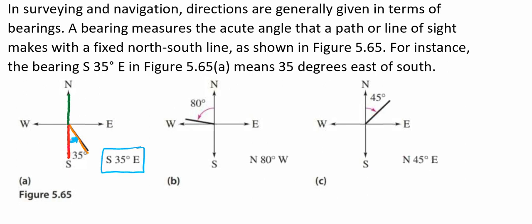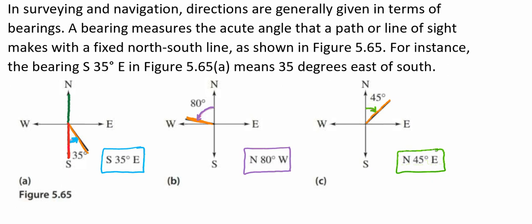In example B, we see that our bearing is 80 degrees west of north. And so we would write that one as north 80 degrees west. In our final example here, we see that our bearing is 45 degrees east of north, which is written north 45 degrees east.